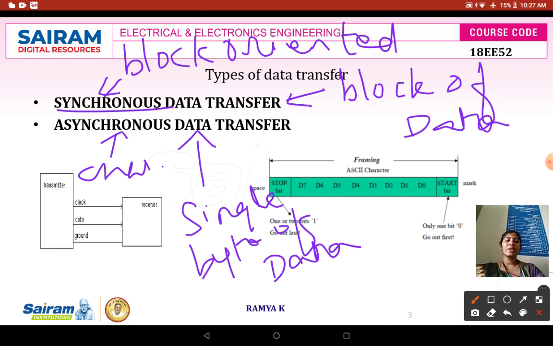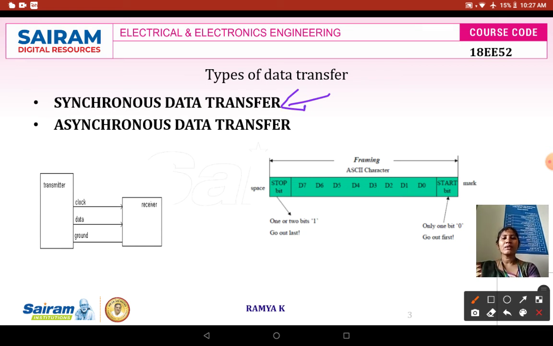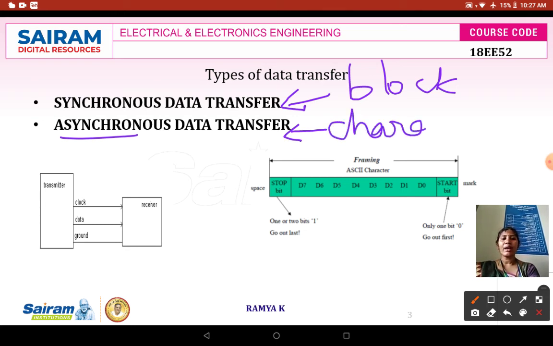In synchronous data transfer, a block of data can be transmitted at once and hence it is called block oriented data transfer. Whereas in asynchronous data transfer, only a single byte of data can be transmitted at a time. Therefore, it is called character oriented data transfer.